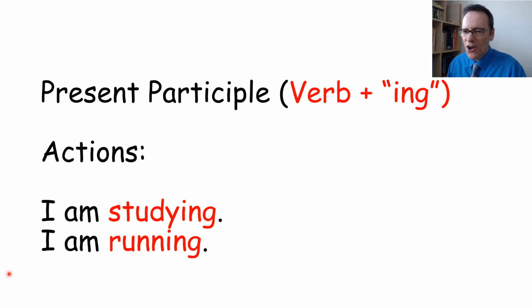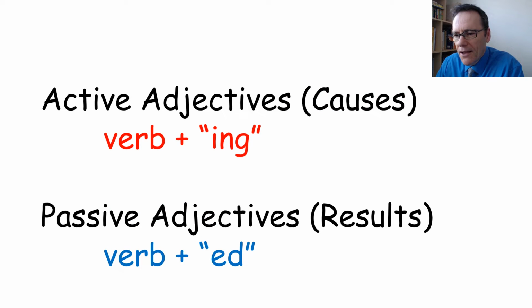A verb plus an ing is what we call a present participle, and it can be used to describe actions that are happening right now. So, for example, I am studying now. I am running. Now, verbs plus ing can also be used as adjectives, active adjectives. So they're describing a cause. Now, if you use a verb plus ed, it becomes what we call a passive adjective and describes results.